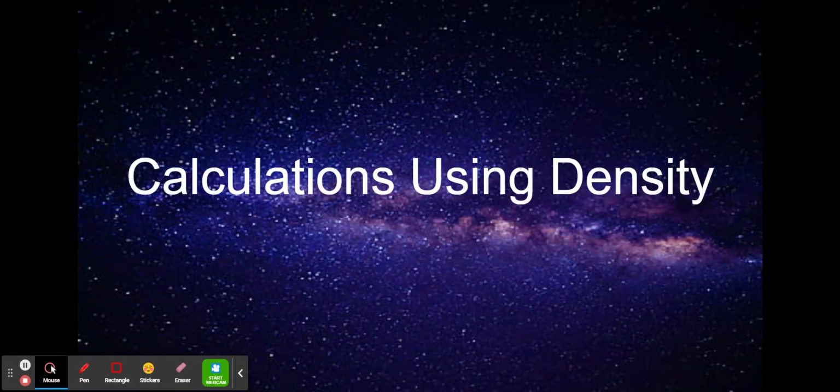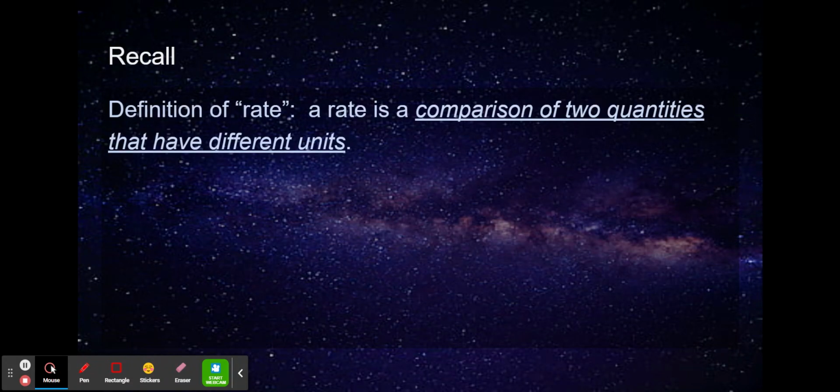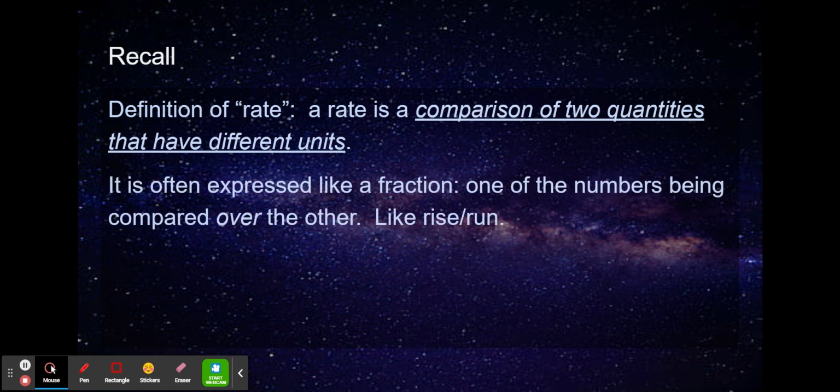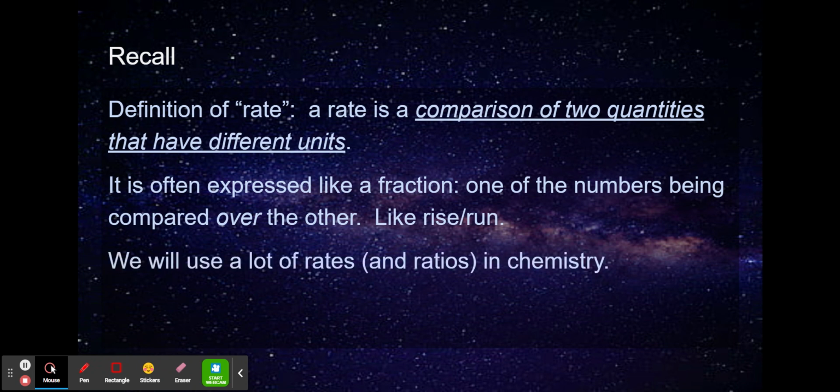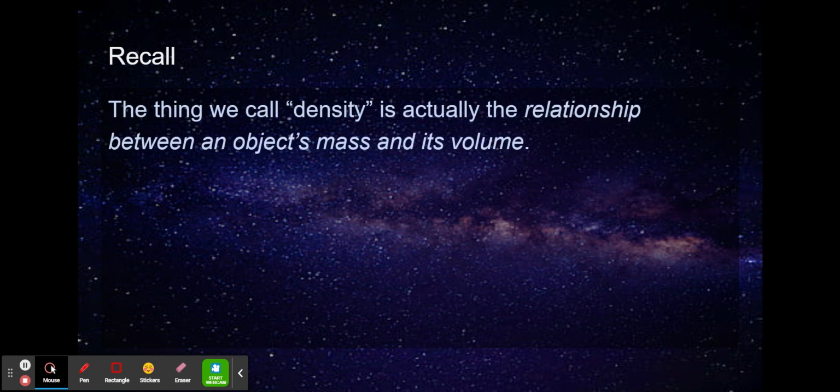Calculations using density. Recall that our definition of rate is that a rate is a comparison of two quantities that have different units. It is often expressed like a fraction, one of the numbers being compared over the other, like rise over run. We will use a lot of rates and ratios in chemistry. The thing we call density is actually the relationship between an object's mass and its volume. We did a lab to figure that out.